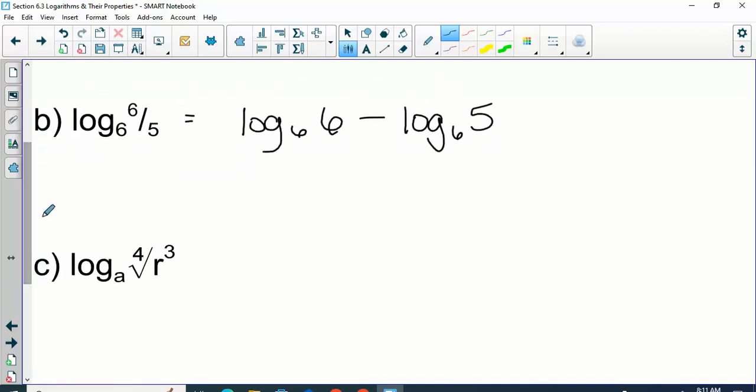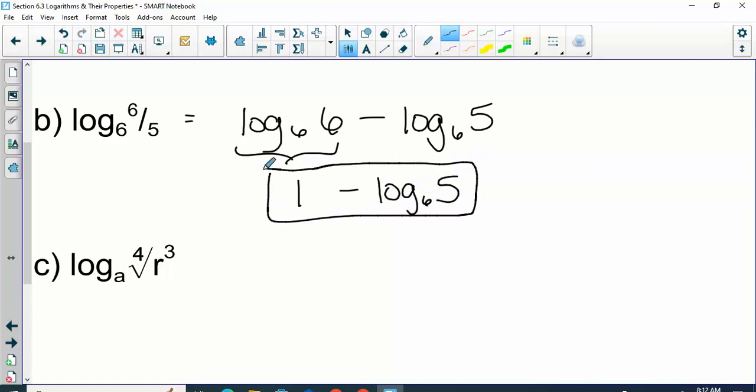Now, this one we could actually go one step further. When you see log base 6 of 6, the base and the argument are the same. It's saying 6 to what power equals 6? That's just a 1. So we could simplify this into 1 minus log base 6 of 5. That's how you solve that. I'm not asking you to actually give me a decimal or anything. I just asked you to expand. Could you? You could, but we don't know how yet. Next section.